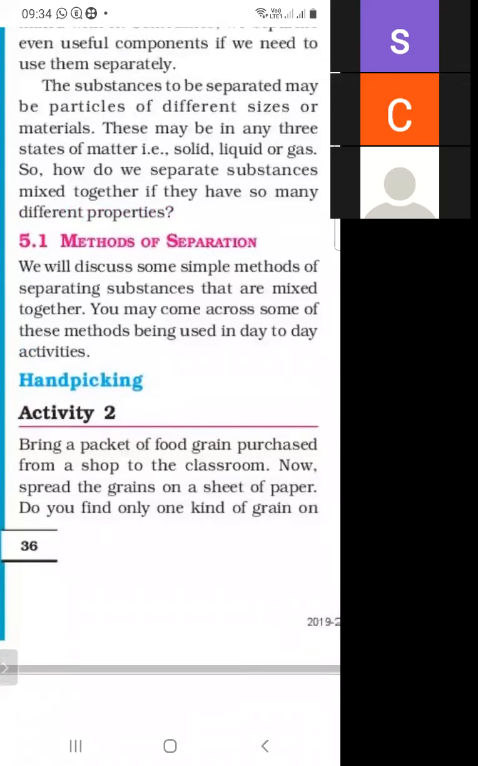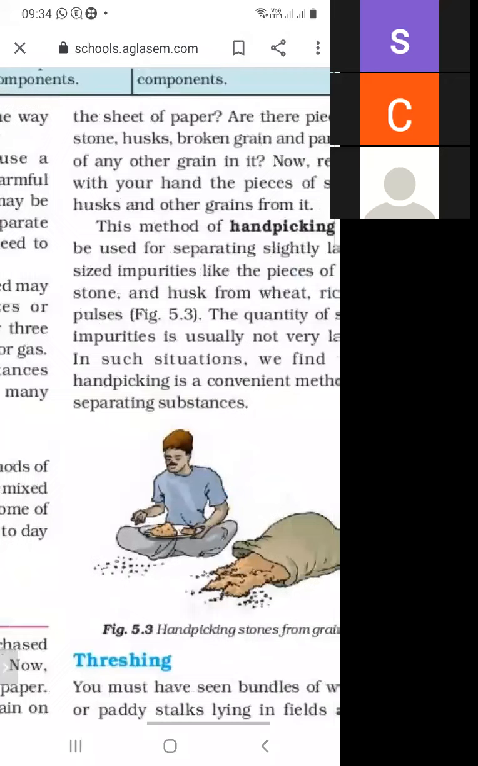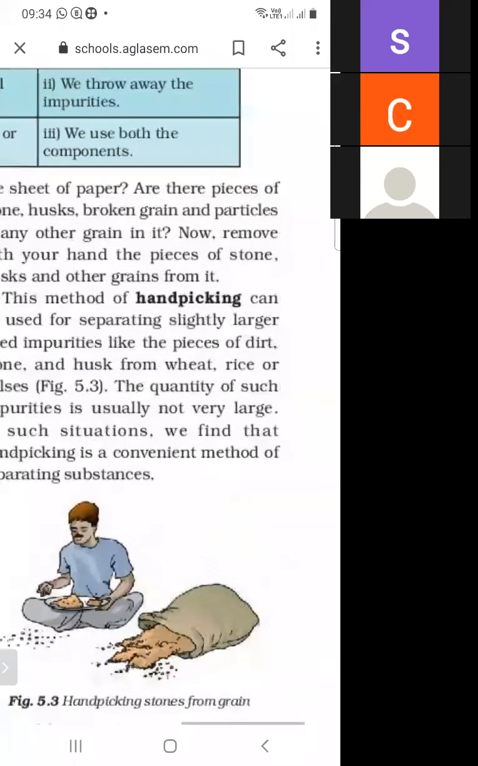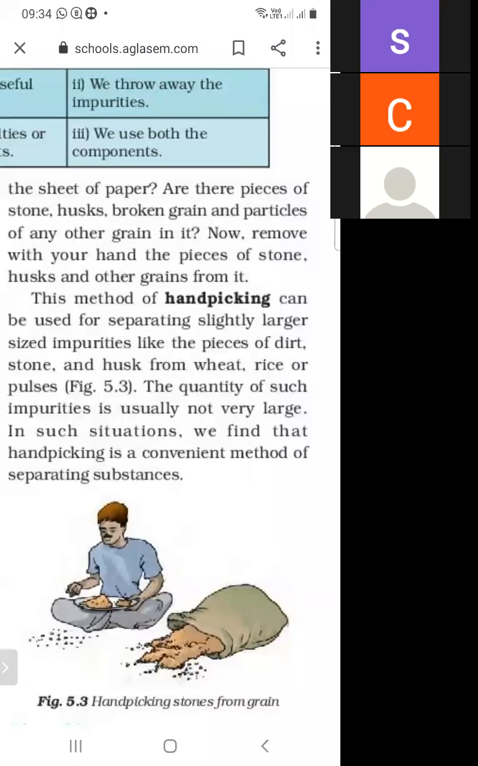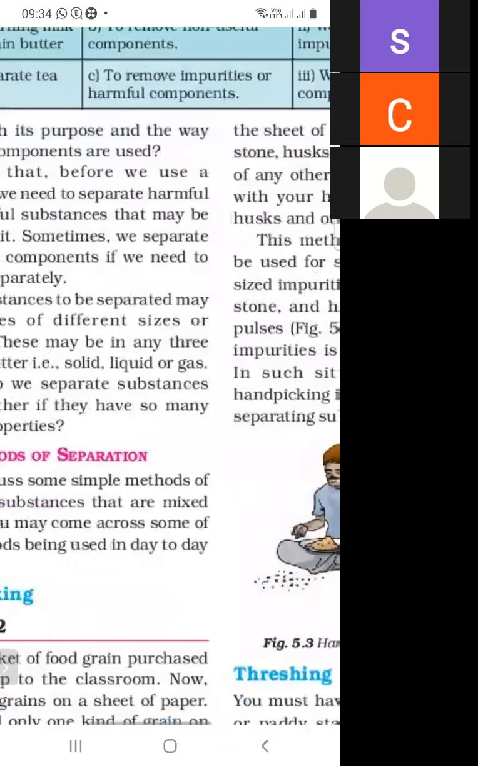Do you find only one kind of grain on the sheet of paper? Are there pieces of stones, husks, broken grain, or particles of any other grain in it? Now remove with your hand the pieces of stone, husk and other grains from it. So this is the first method of separation.